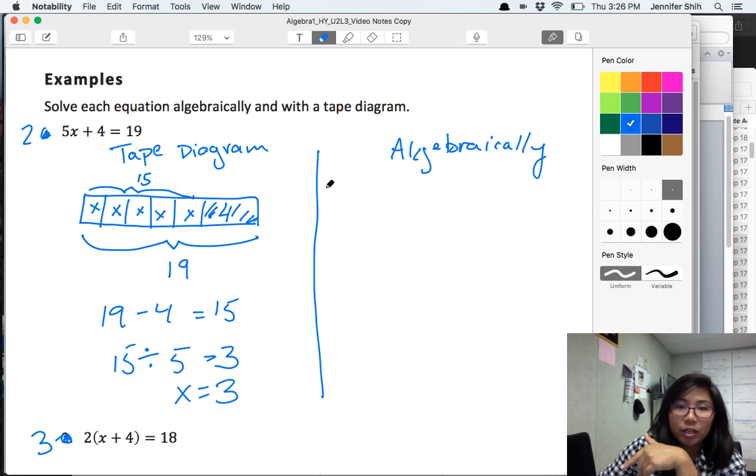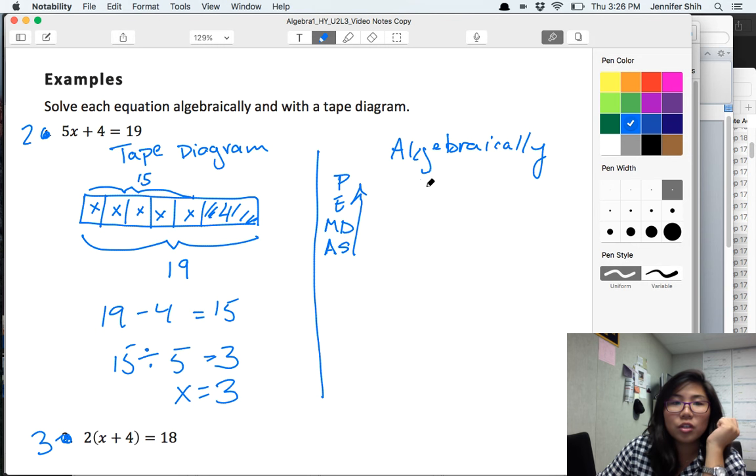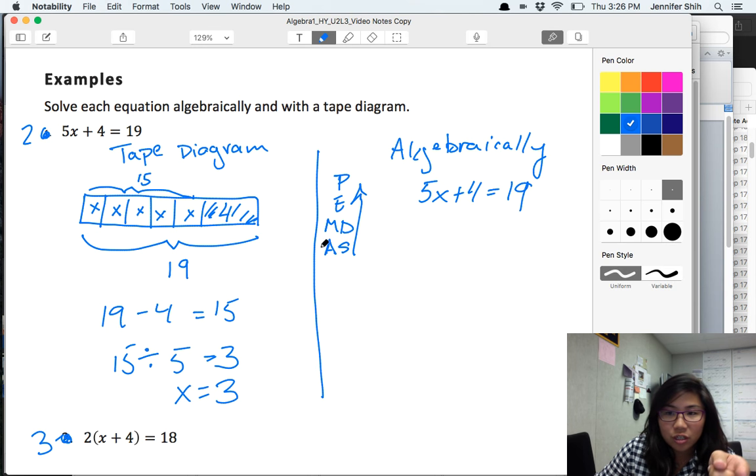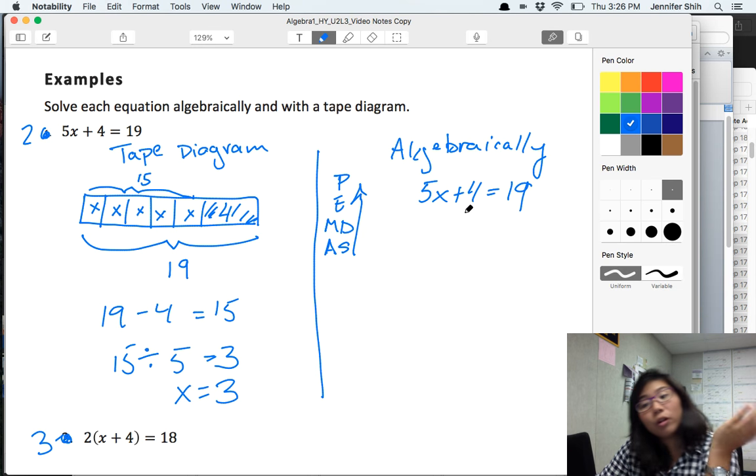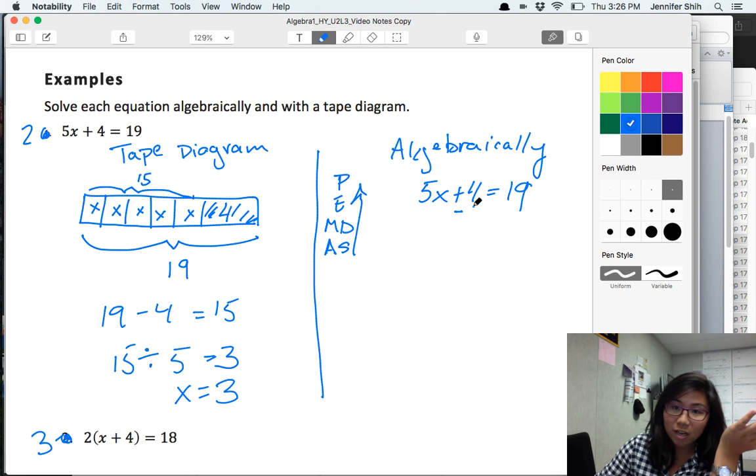But let's do it algebraically. So remember, we have PEMDAS, but we're going to go backwards. We're going to solve. So we have 5x plus 4 is equal to 19. So I look around and ask, where's the addition and subtraction? Because I need to do that first. Well, here's a plus 4. So we're going to subtract 4, our additive inverse.